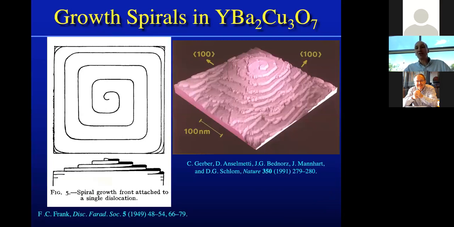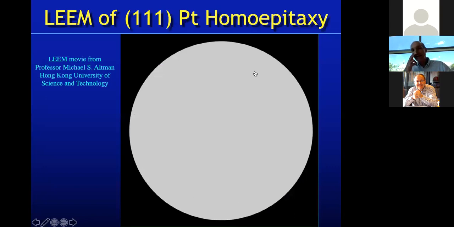Another way that things can grow, so I've talked about island growth, I talked about step flow. Another one is what can happen if you have screw dislocations. This was beautifully predicted by Sir Charles Frank 70 years ago, and observed in many materials. Actually, it was observed before his prediction. But here in high Tc cuprates, for example, they grow by this mechanism. Now with that as a preamble, let's look and see how a homoepitaxial film of platinum grows.